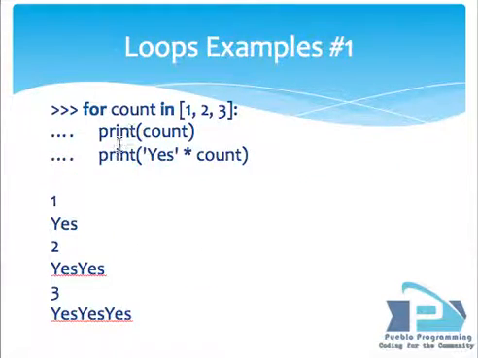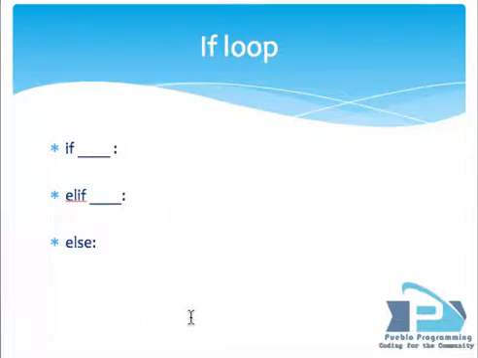Example. Here's another example for count. It's going to go through, set count equal to 1, print yes 1 times, set it equal to 2, print yes 2 times, and so on. If loop. And that's what Luke said. Luke, do you want to give a quick summary on the if loop?